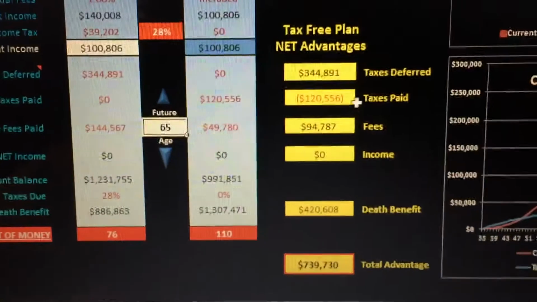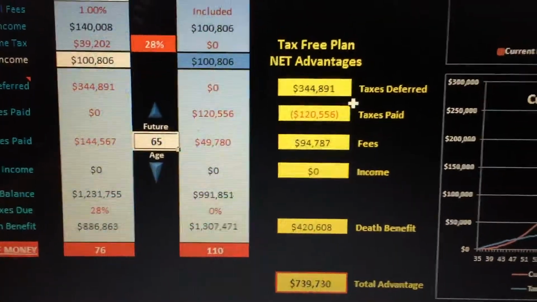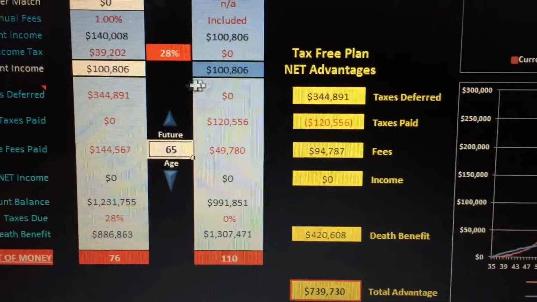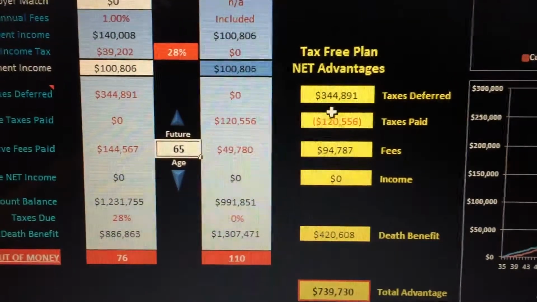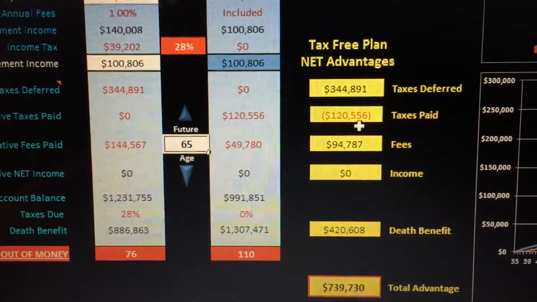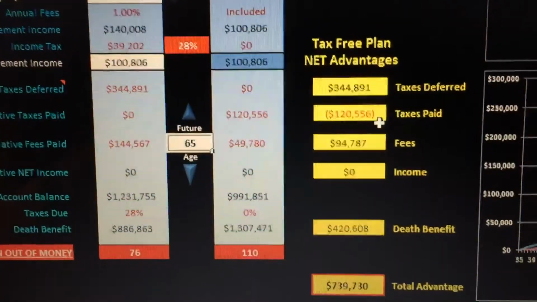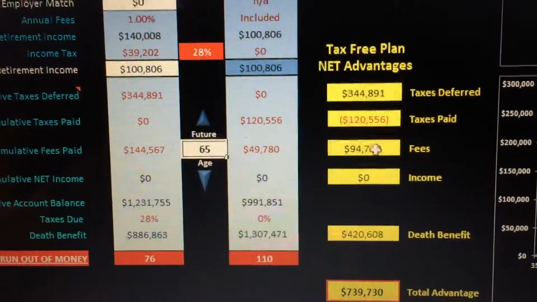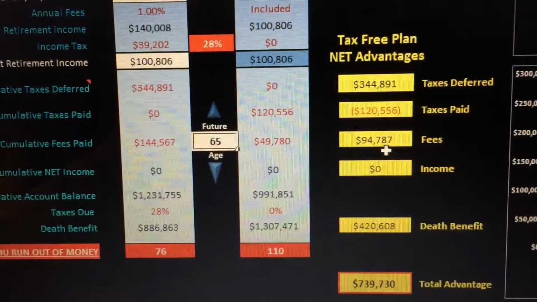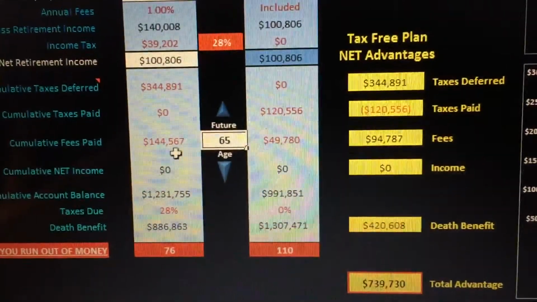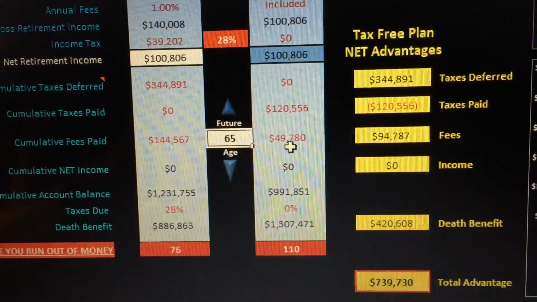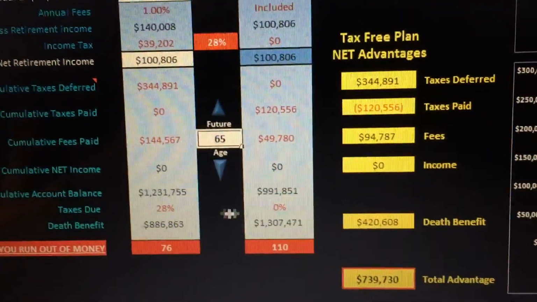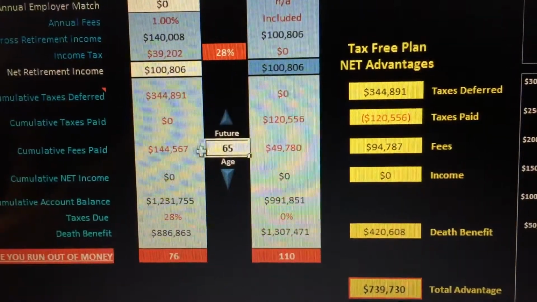And so here we have the difference. Over here, the tax-free plan net advantages. Taxes deferred. This person has deferred $344,891 in taxes. We have already paid $120,556 in taxes, so that's why this number is in red. Okay? And in fees, look at the difference. $144,567 minus $49,780. So we're now in the positive in the fee category. We have not started taking income. Why? Because we're still age 65.